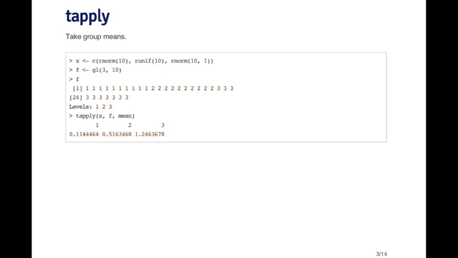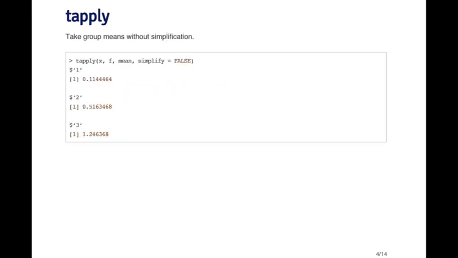So now I can tapply on x, pass it the factor variable f and the mean function, and that allows me to take the mean of each group of numbers in x. If you don't simplify the result, then what you get back is going to be a list. So here is tapply applied to the same numeric vector and factor as on the previous slide. When I calculate the mean and I say simplify equals FALSE, then I get back a list with 3 elements, and in each element of the list is the mean of that subgroup.